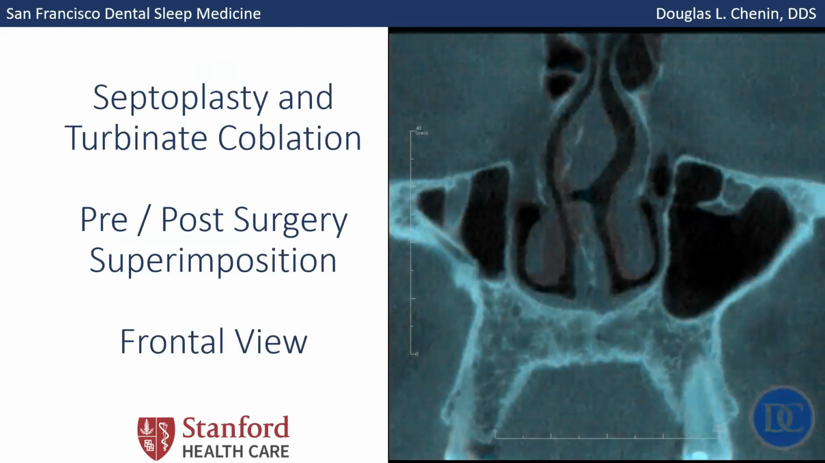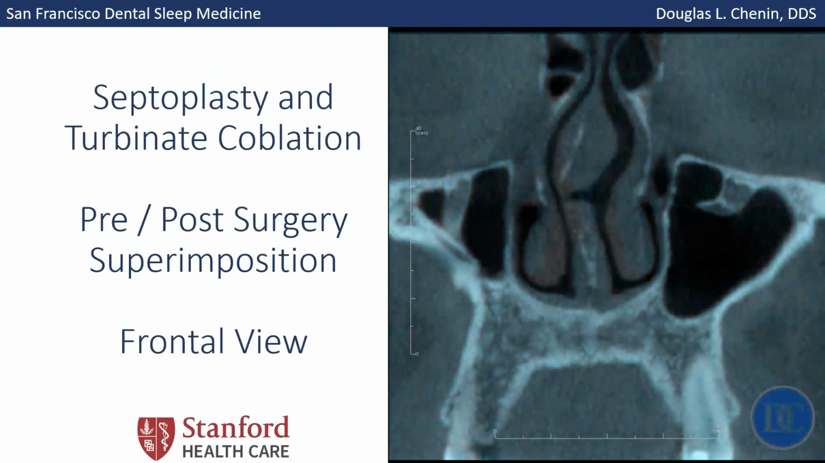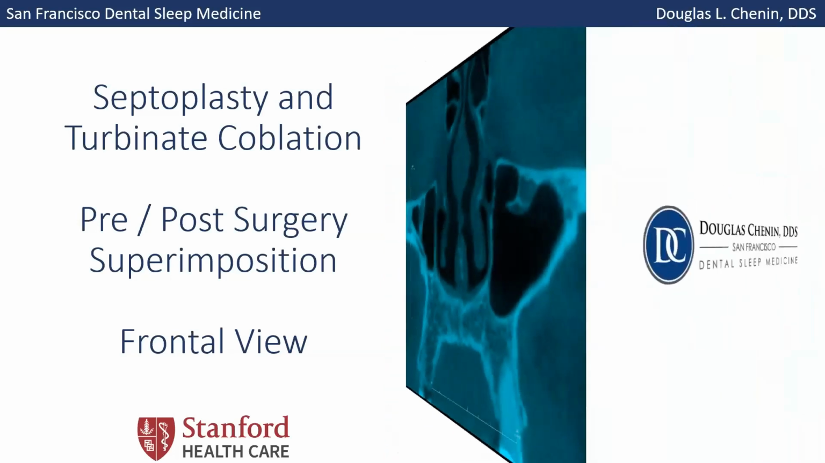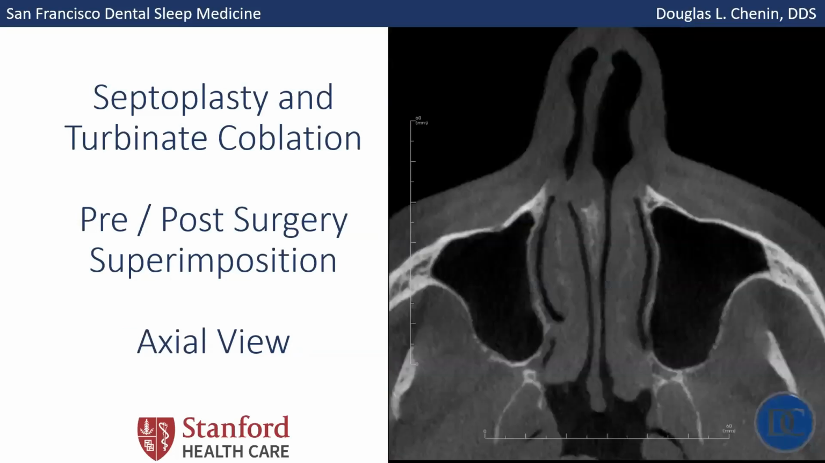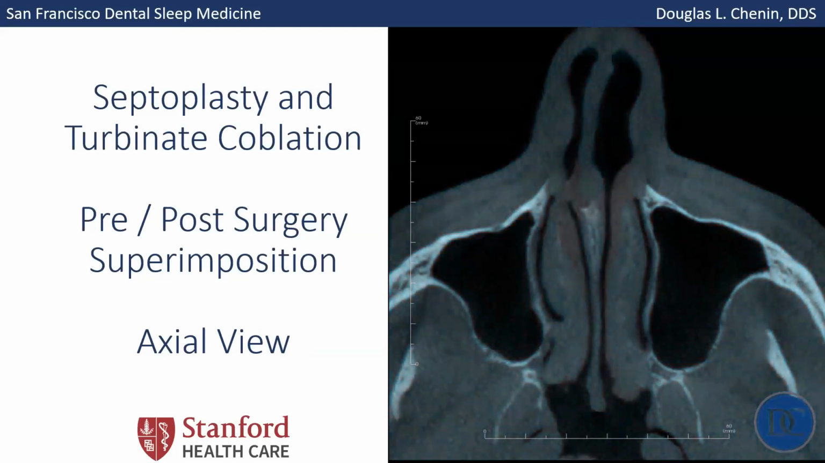We often do different surgical treatments. Septoplasty, turbinate coblation. This is a case of mine where we did the septoplasty and the turbinate reduction actually at Stanford. This is a pre-post superimposition, just showing the change in the airway or in the nasal passageways. Same case, just looking down, you can see the straightening of the septum and the reduction of some of the turbinates and the opening of those nasal passageways to allow this patient to become a nasal breather again.